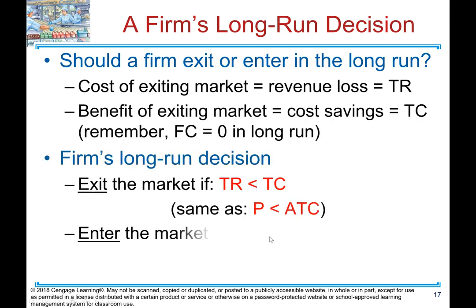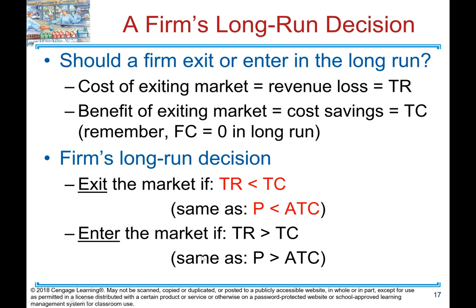Farm's long-run decision. Should a farm exit or enter in the long run? The cost of exiting the market is the revenue loss. When you get out of the market, you lose total revenue. The benefit of exiting the market is cost saving. You don't incur cost. Remember, fixed cost is equal to zero in the long run. So, the farm's long run decision: exit the market if total revenue is less than total cost, which is the same as price is less than average total cost. Enter the market if total revenue is greater than total cost, or the same as price is greater than average total cost.